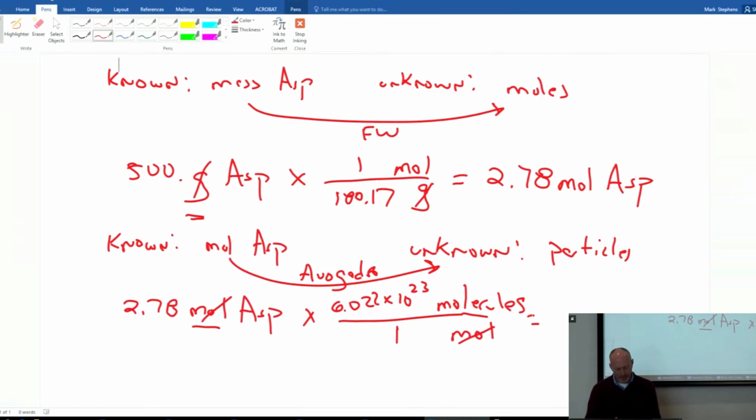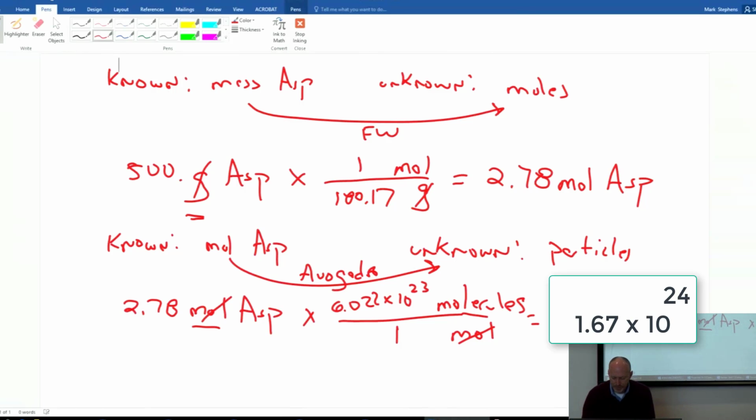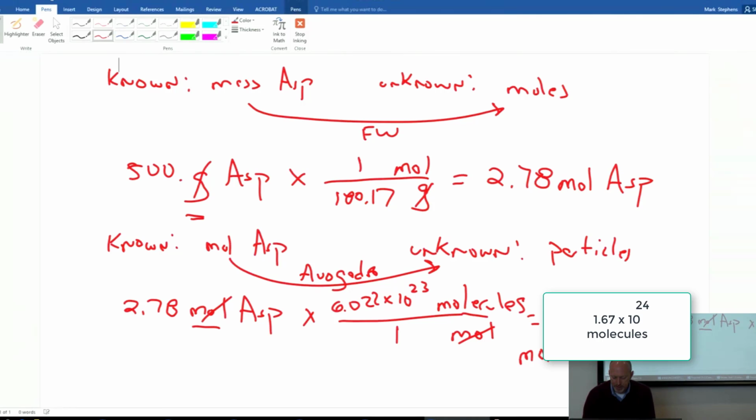So let's punch that up. 2.78 times 6.022 times 10 to the 23rd. 3 sig figs again. I'm getting 1.67 times 10 to the 24th. I need a unit. Molecules this time, because I'm looking at particles of my aspirin material.